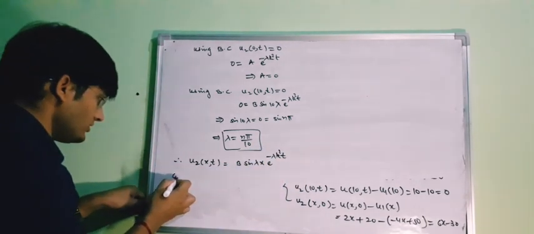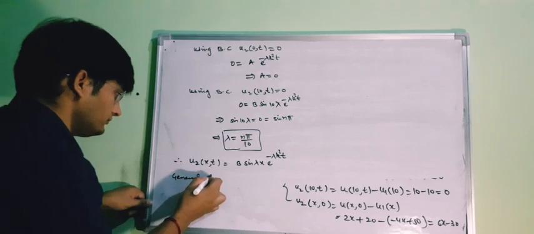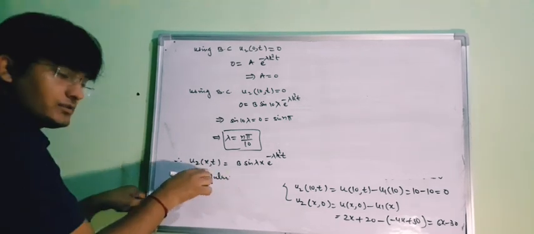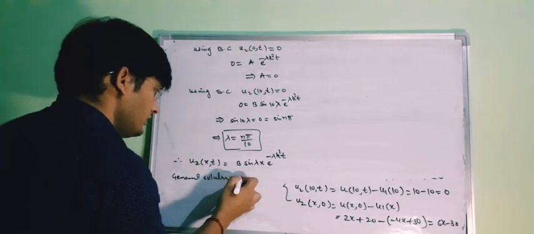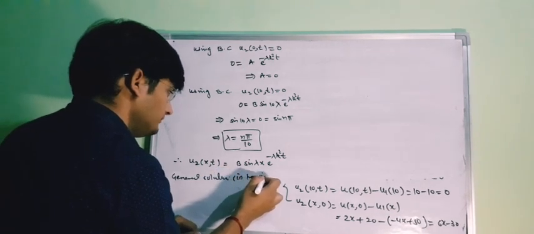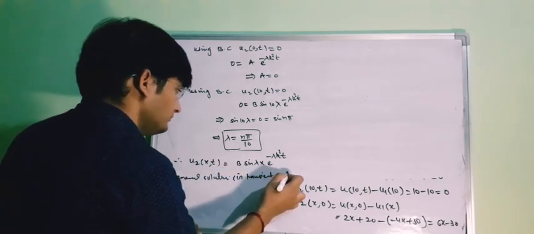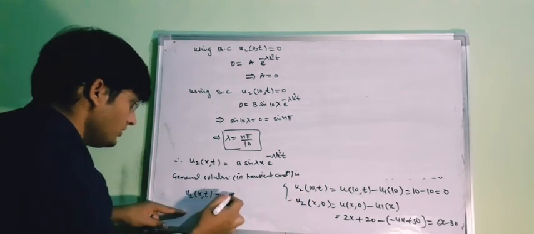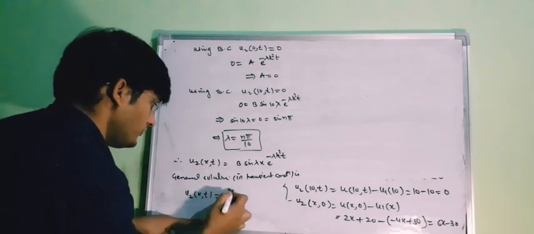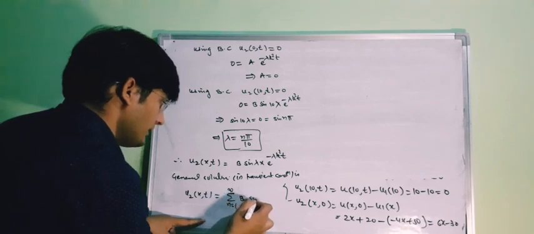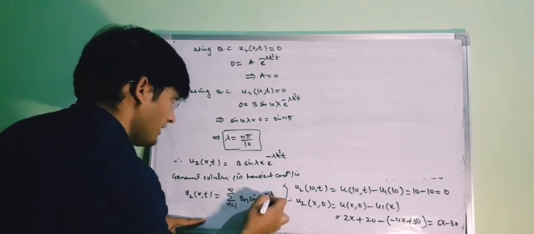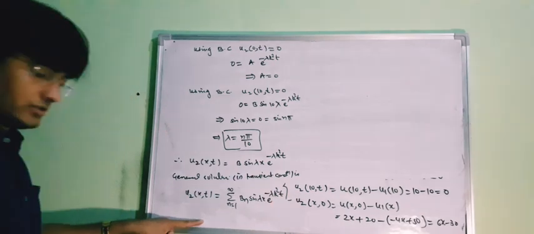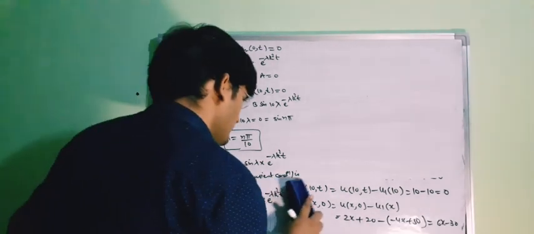And your general solution in the transient phase is u2(x,t) equal to the summation from n equal to 1 to infinity of bn sin lambda x into e to the power minus lambda k square t. So this is your solution in the transient phase.